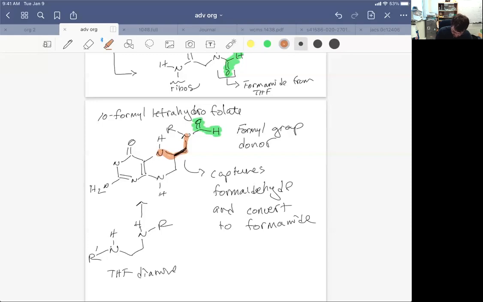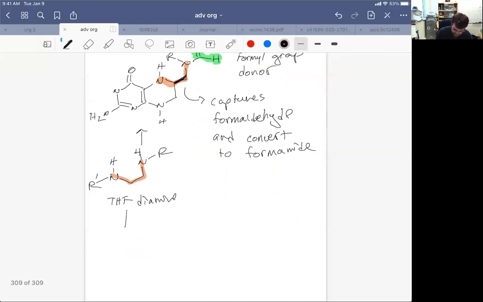I'm going to highlight these as red. These two react with formaldehyde, and they capture the formaldehyde to form an aminal, an N,N aminal. I'll just draw the product. Okay, so we lose water.